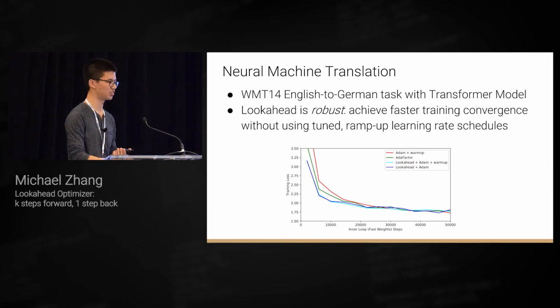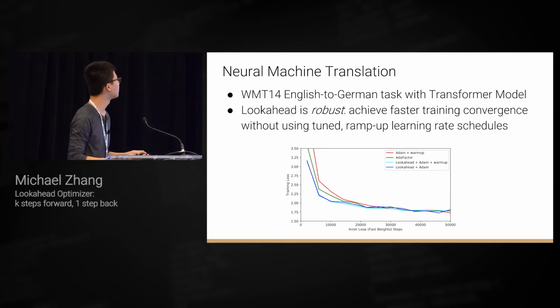We also tried training our models on neural machine translation. Here, we more or less achieved the same final training loss, but we see some improvements early on in training. So this is training the transformer models, which use self-attention, on machine translation.